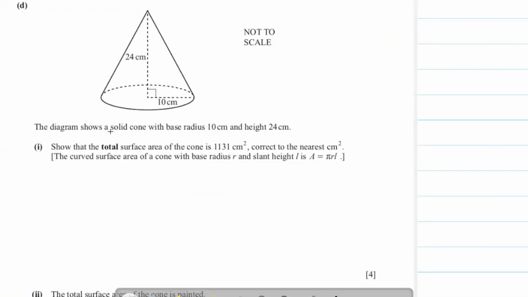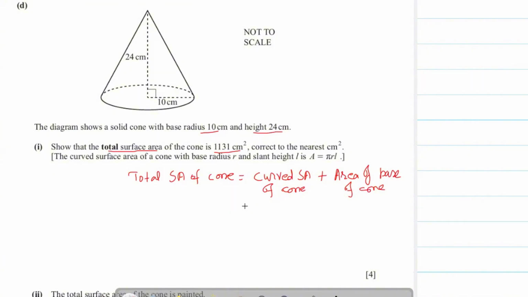Question 4, part D. The diagram shows a solid cone with radius 10 centimeter, height is 24 centimeter. Show that the total surface area of cone is 1131 centimeter square. Look here, this is the cone, and the total surface area of cone will be equal to curved surface area of cone and area of base of cone. Here the curved surface area of cone formula is pi RL and a base area is equal to pi r square. Therefore, this will be equal to pi r into L plus r.